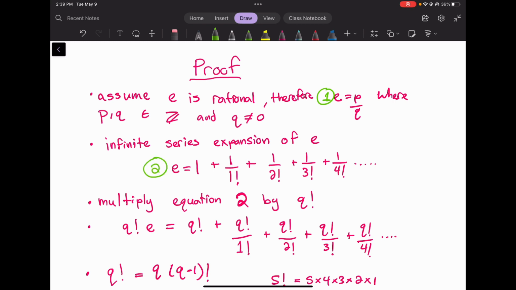What we're going to do is multiply equation 2 by Q factorial. Then on the left-hand side, we'll have Q factorial times E, and on the right-hand side, we'll have Q factorial plus Q factorial over 1 factorial plus Q factorial over 2 factorial plus Q factorial over 3 factorial, and that goes on to infinity.